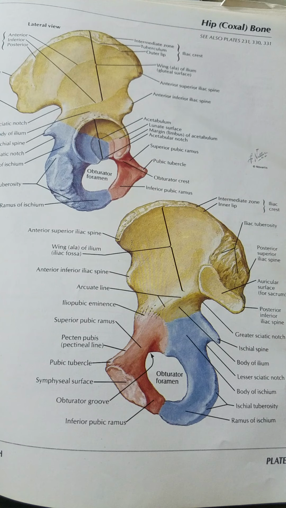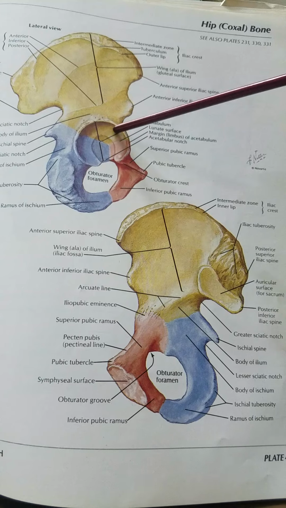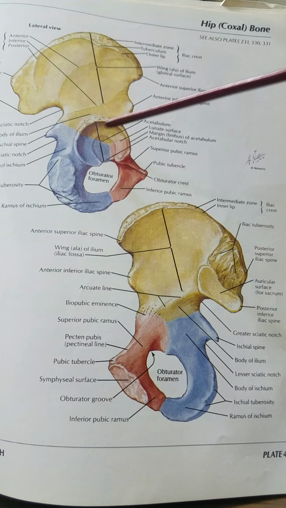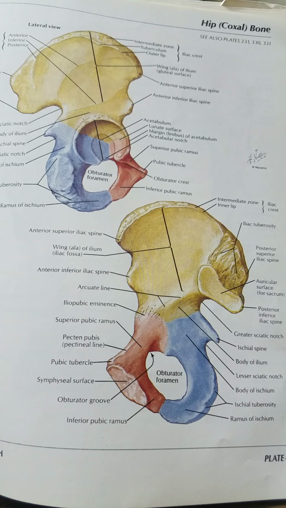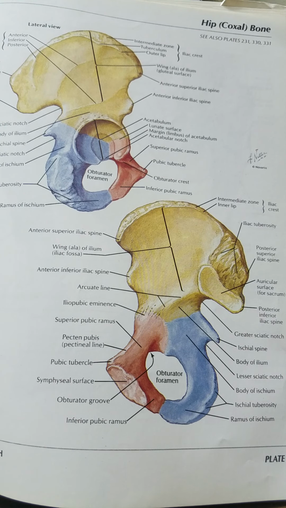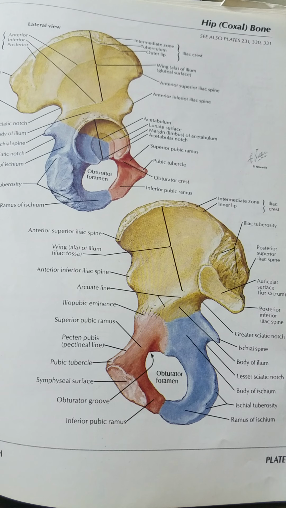Right, so this here is the hip bone, and it is a large irregular bone which is made up of three primary bones, the ilium, the ischium, and the pubis. Now, the two hip bones, along with the sacrum and the coccyx, together form the pelvic girdle.